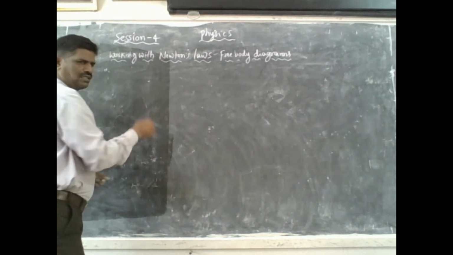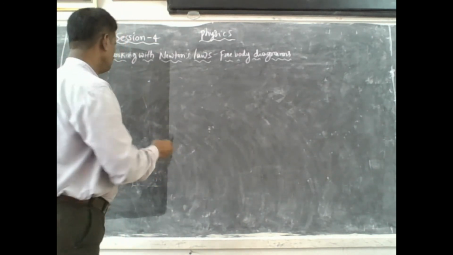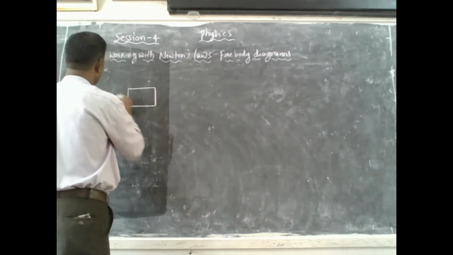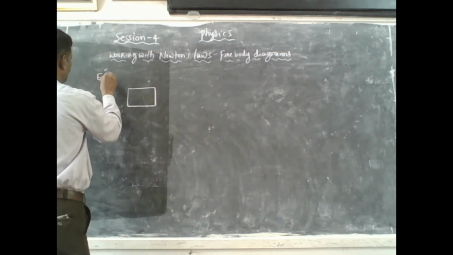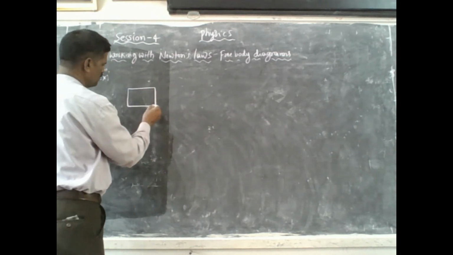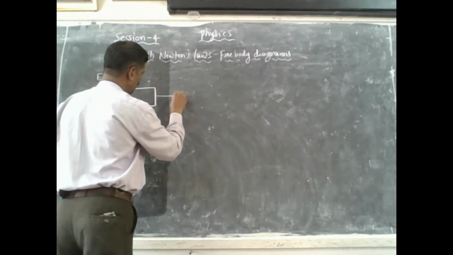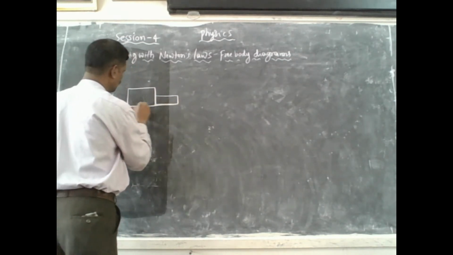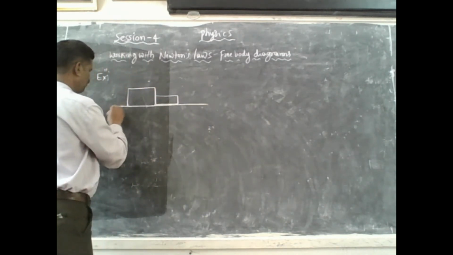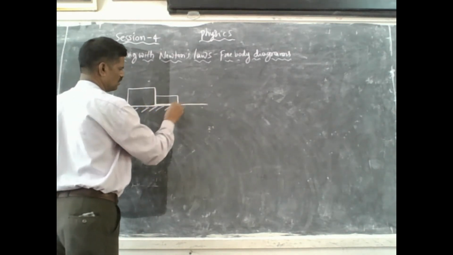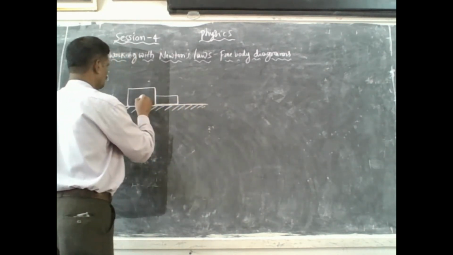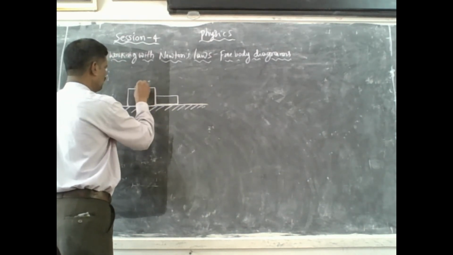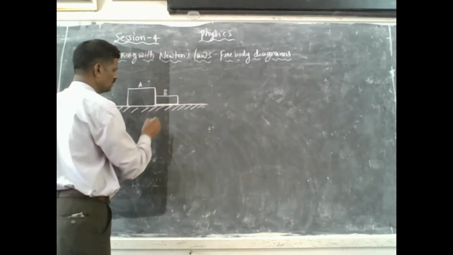So these examples are supporting the free body diagram. Now there are two bodies. Example for free body diagrams. Suppose there are two bodies which are kept on a rough or horizontal surface, body A and body B.